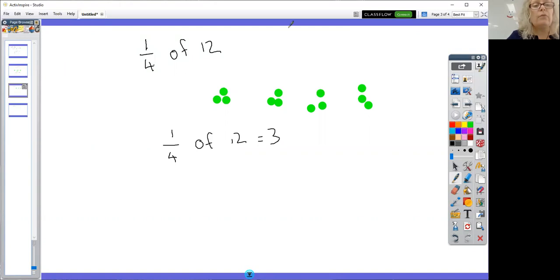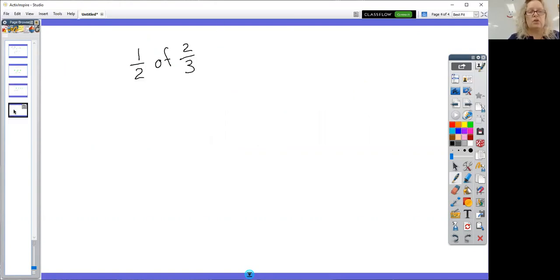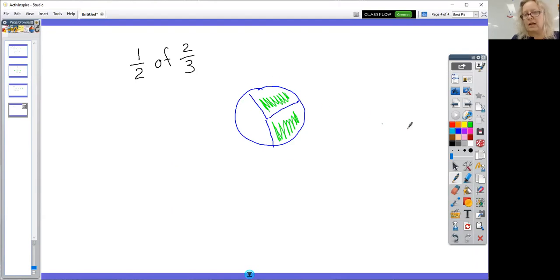And that's all right if we're finding fractions of whole numbers, but you can also find fractions of fractions. So half of 2/3. For this, I'm going to draw you a little picture. Here's 2/3. Now, half of what we've just coloured in, you can probably see already, is 1/3. Half of 2/3 is 1/3.